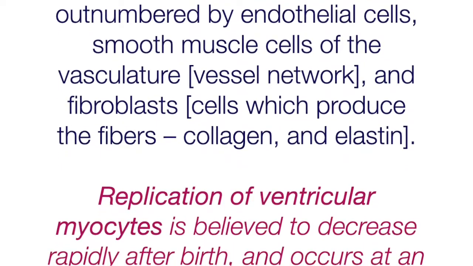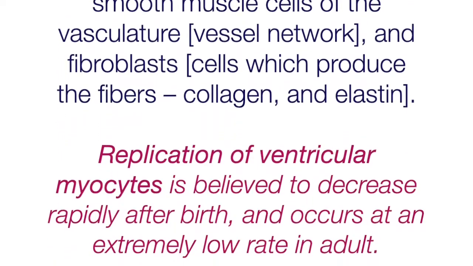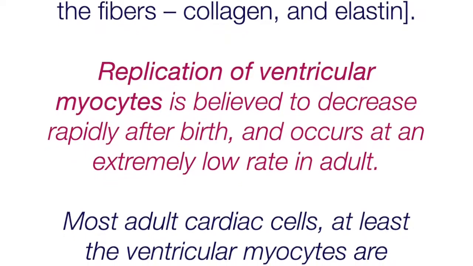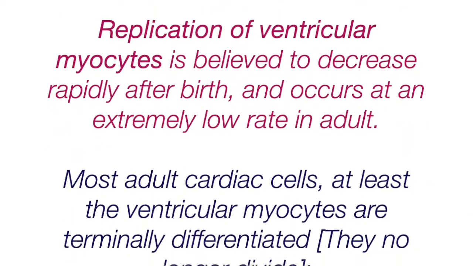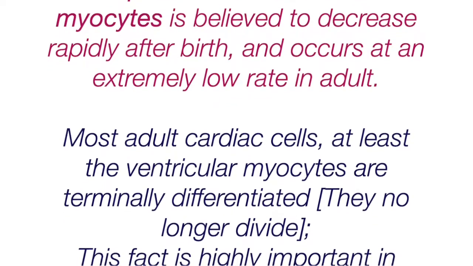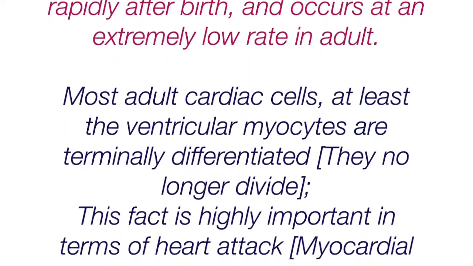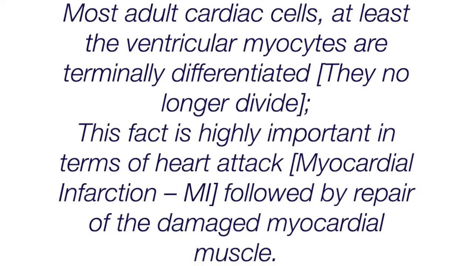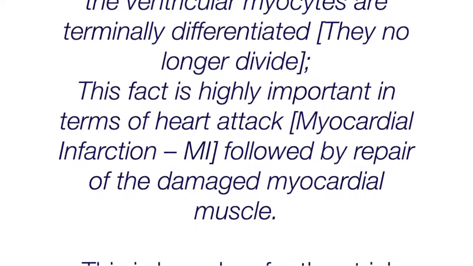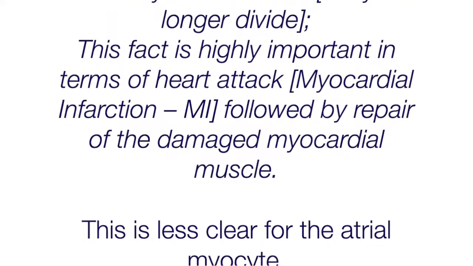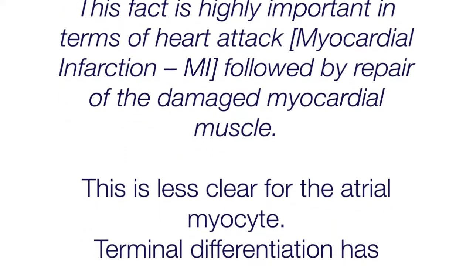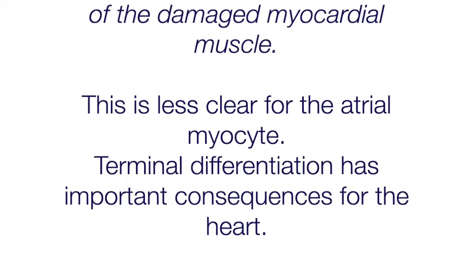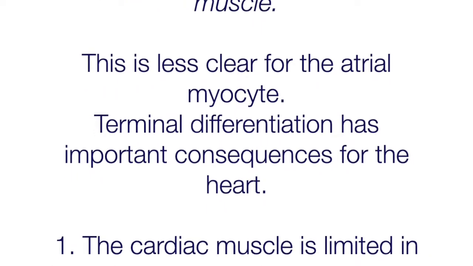Replication of ventricular myocytes is believed to decrease rapidly after birth and occurs at an extremely low rate in adults. Most adult cardiac cells, at least the ventricular myocytes, are terminally differentiated, that is, they no longer divide. This fact is highly important in terms of heart attack, that is myocardial infarction, MI, followed by repair of the damaged myocardial muscle. But this is less clear for the atrial myocyte, that is the repairing ability.